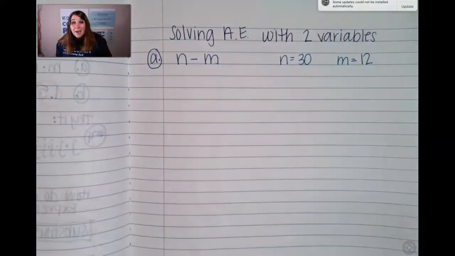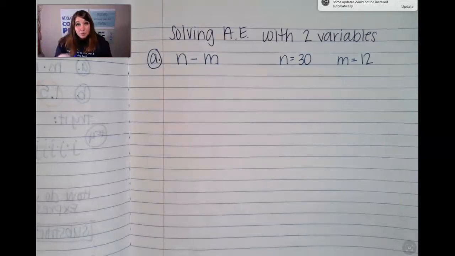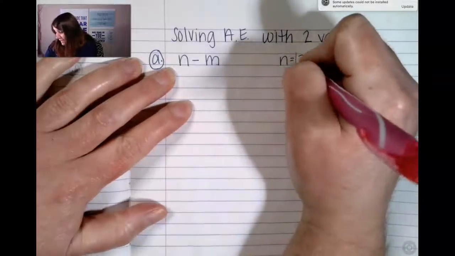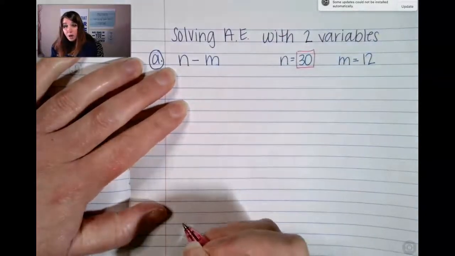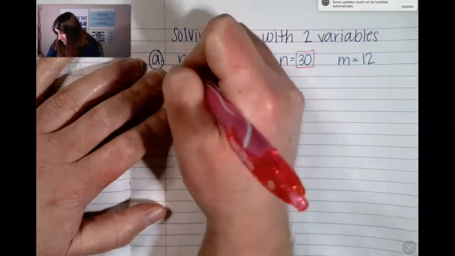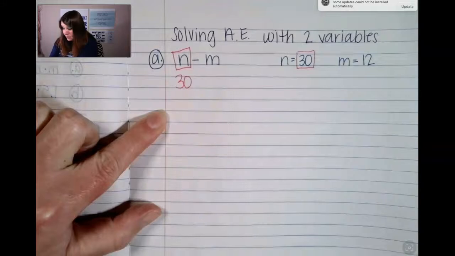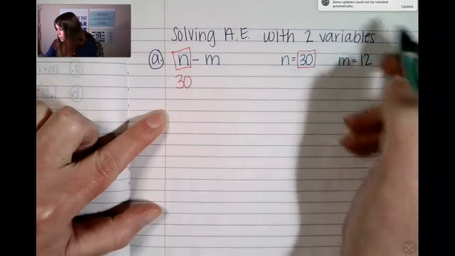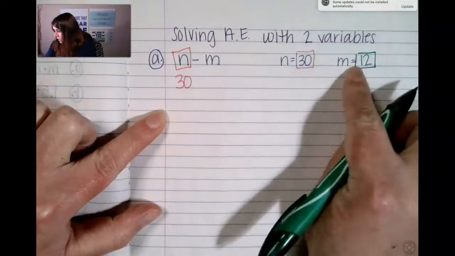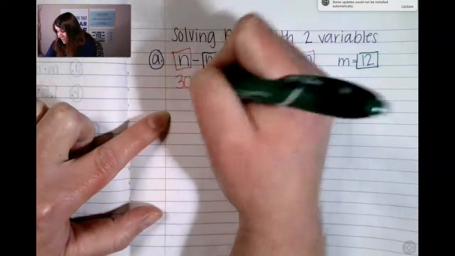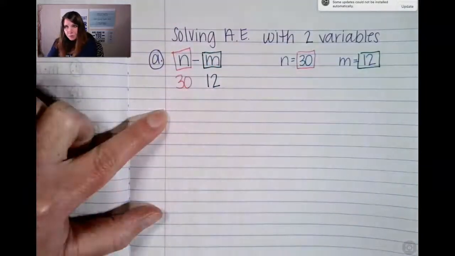Well, guess what? I'm going to do the exact same thing I did on the page before, but I'm going to do it 2 different times. So I am going to look for the first letter, which is N. And where I see an N, I am going to put a 30. So I just put the 30 there instead. On the other one, M equals 12. So over here, I'm going to find M, and instead of it being M, it equals 12. M is equal to 12.